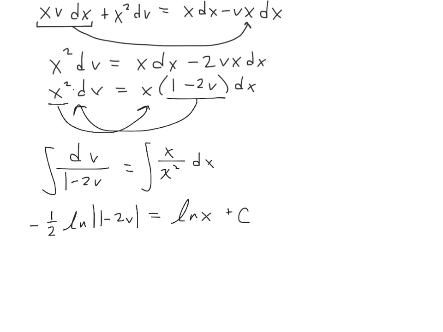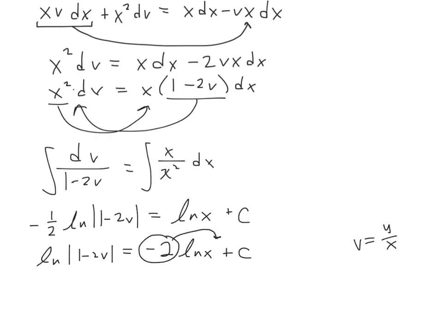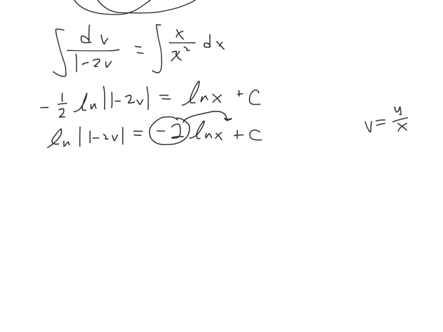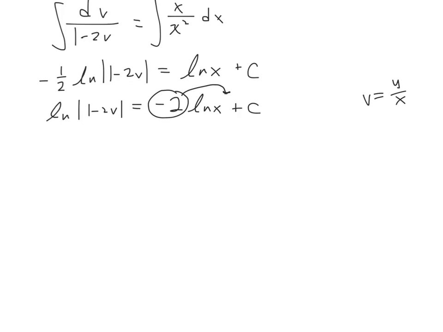Just like we did in the previous problem, I eventually want to get to the point where I'm using the substitution v equals y over x. But I'm not quite ready for that yet. So I'm going to multiply by negative 2 to try and simplify the left side before I bring that substitution back into it. When I multiply by negative 2, we'll get negative 2 natural log x plus c. I'm going to take this negative 2 and move it up as the exponent. So next up here we will have the natural log of 1 minus 2v equals the natural log of x to the negative 2 plus c.